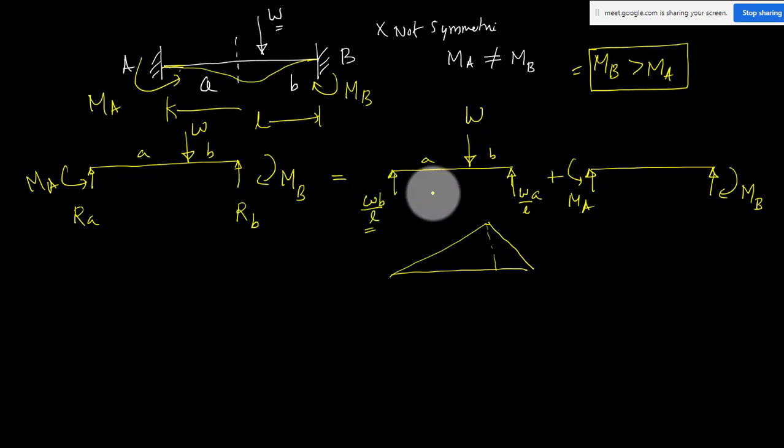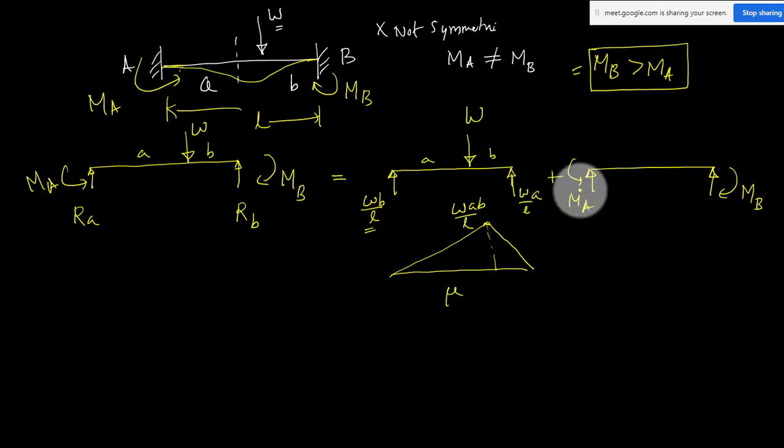If it is a reaction, what is the maximum moment at this point? That is WB by L into A. So the maximum moment is WAB by L. You must be knowing this result also, for a simply supported beam with load acting like this, at distances A and B. So this maximum moment is WAB by L. Same value you can get if you write the moment from the right hand side, WA by L into B. WB by L into A and WA by L into B are both the same. It is your M diagram, the moment diagram for the simply supported beam with external loading.